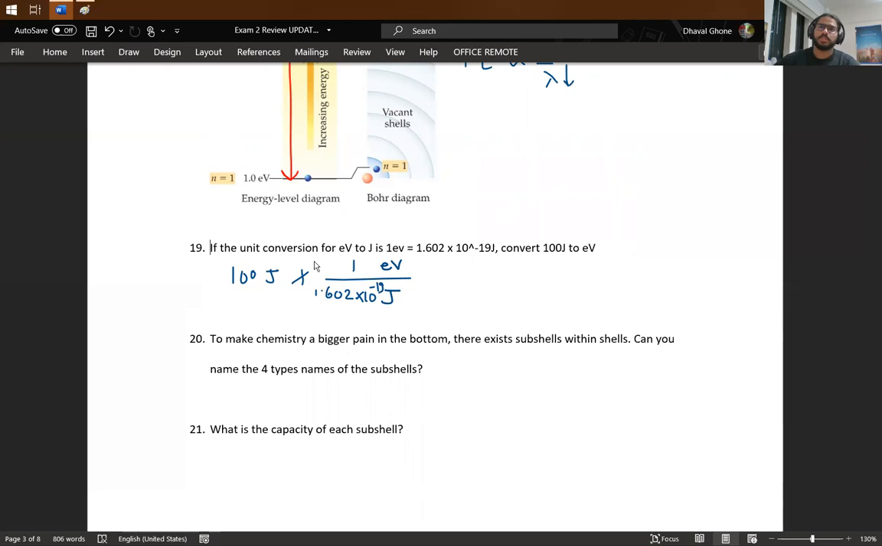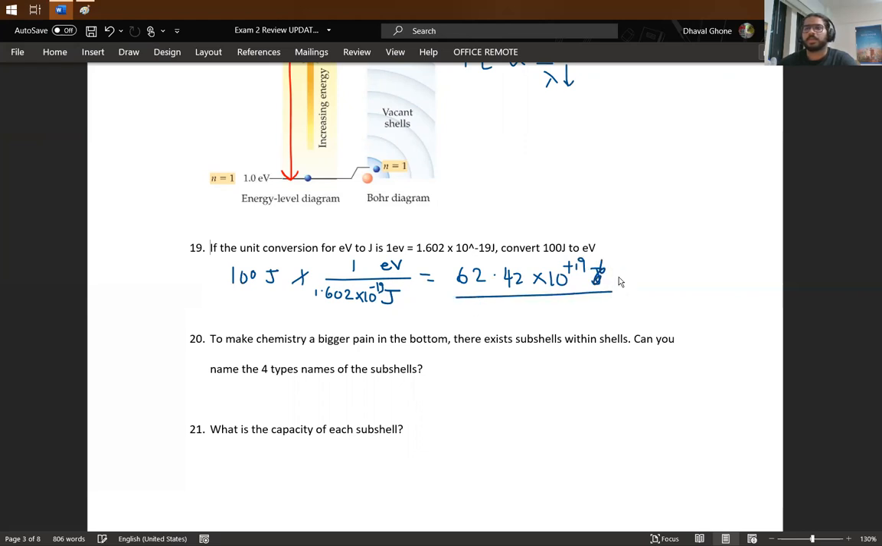And so all you have to do is plug this into your calculator. 100 divided by 1.602, which gives you 62.42, and then negative 19 in the bottom comes up to become positive 19. Joules.